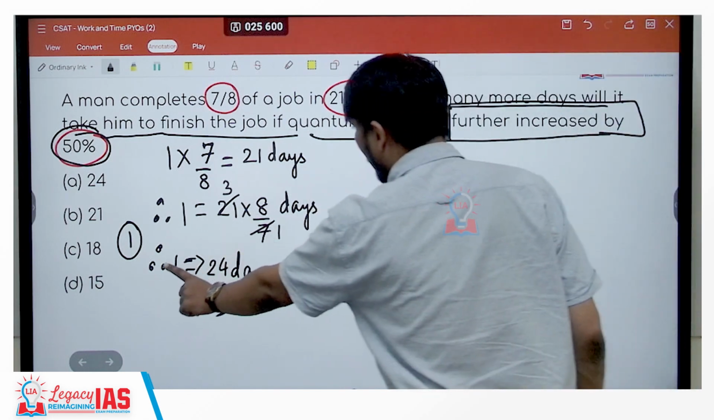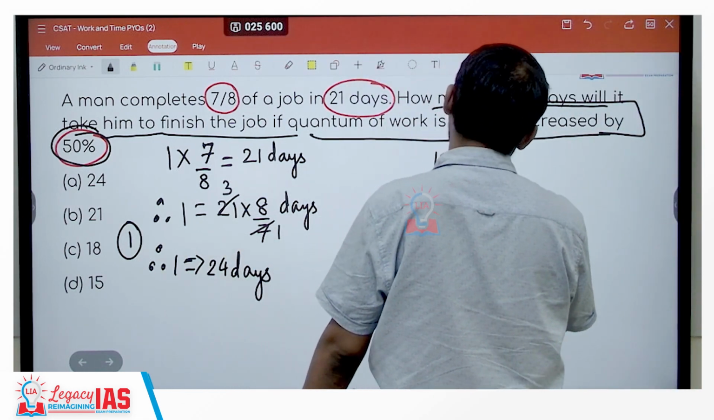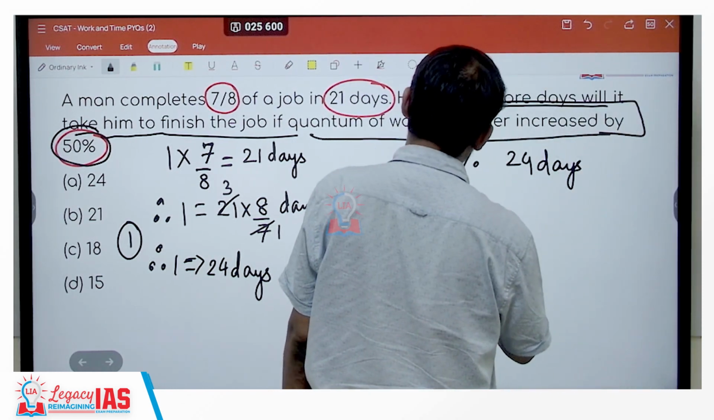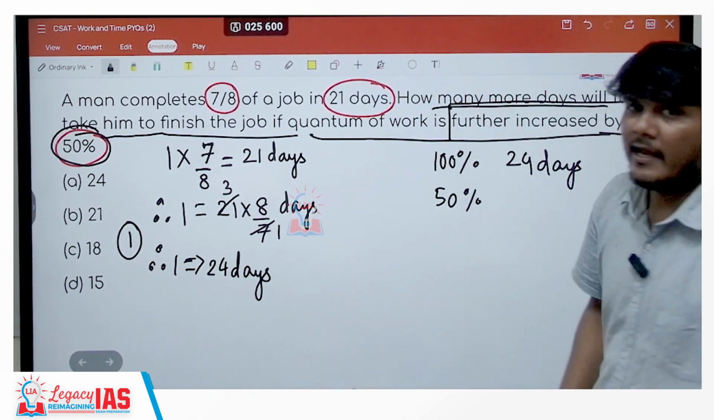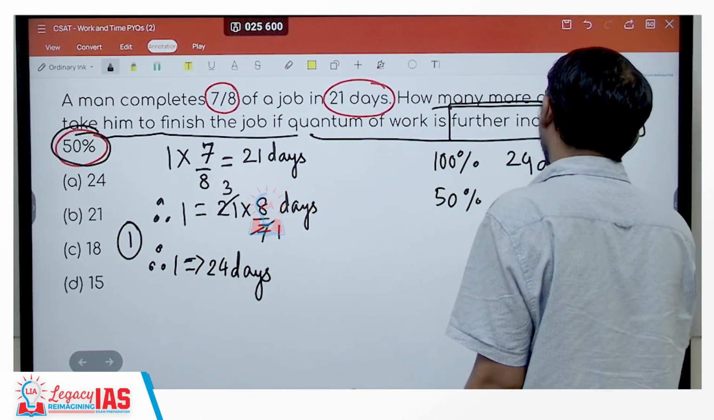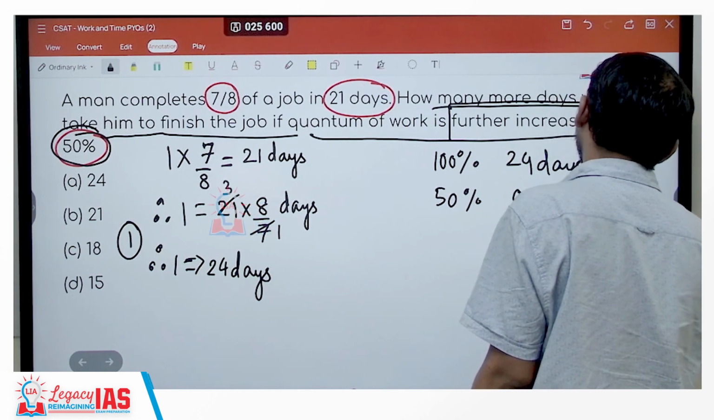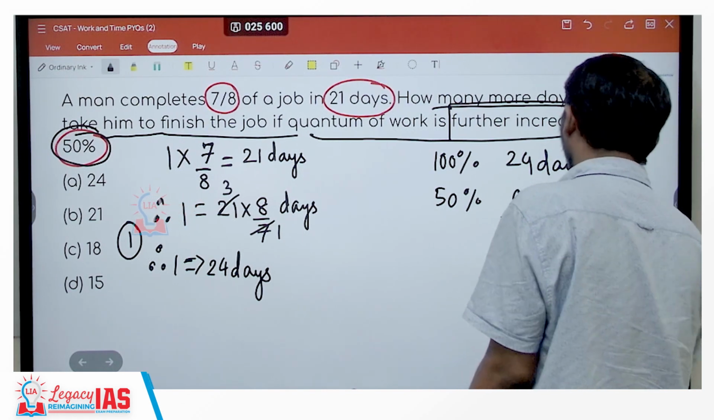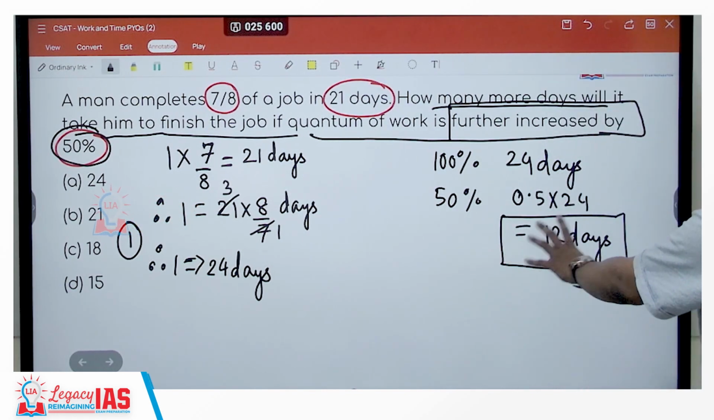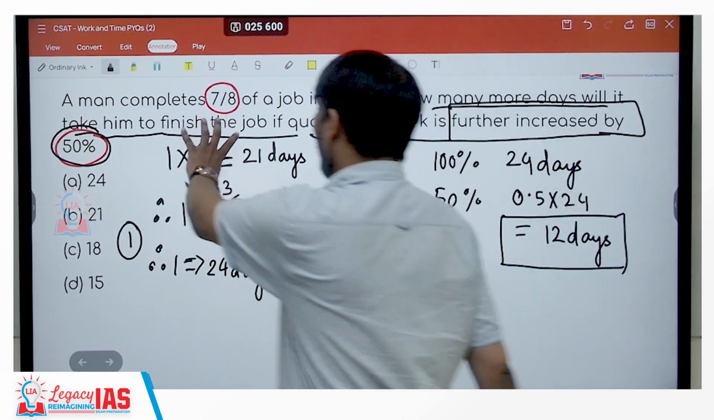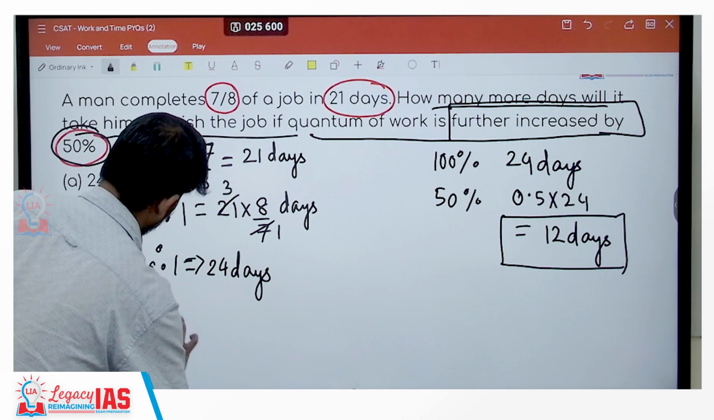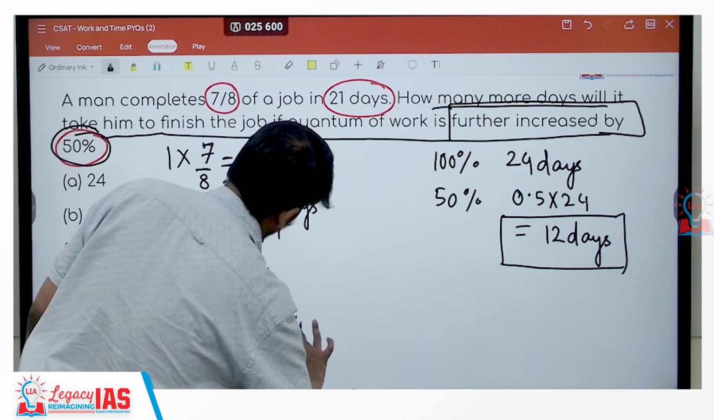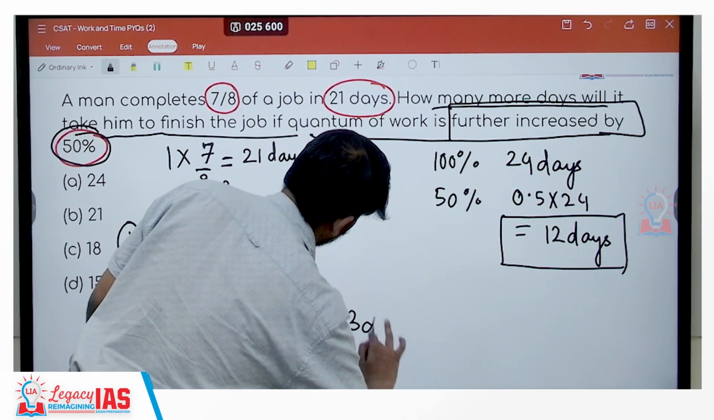So if 100% of the work is getting done in 24 days, then 50% of the work will be done in how many days? In 50% of the time. So 50% of the time, as in 0.5 into 24, that is total 12 days. So this additional quantum of the work, 50% of the work, will be done in 12 days. Plus the remaining work was done in how many days? It was done in 24 minus 21, that is 3 days.